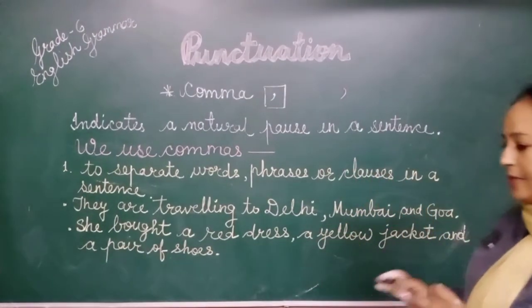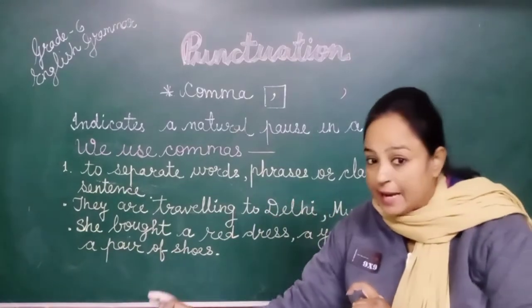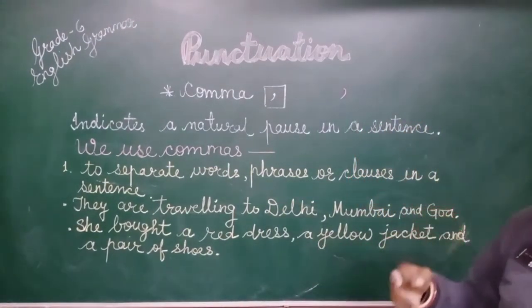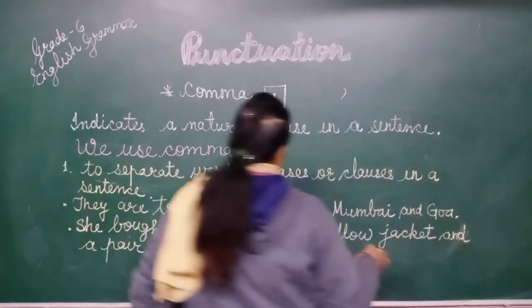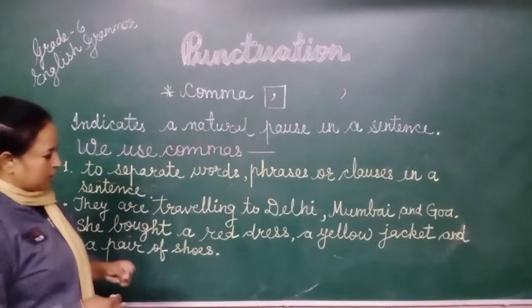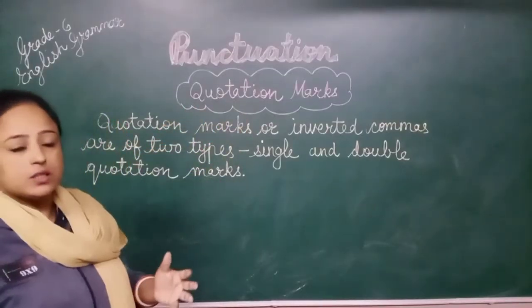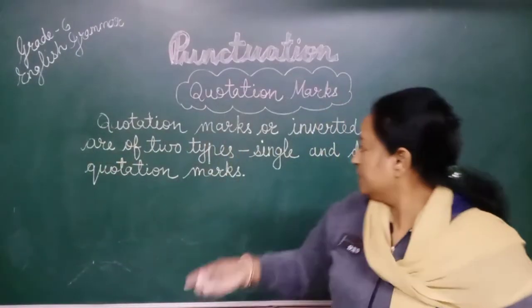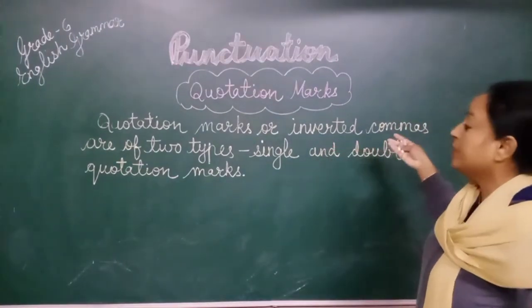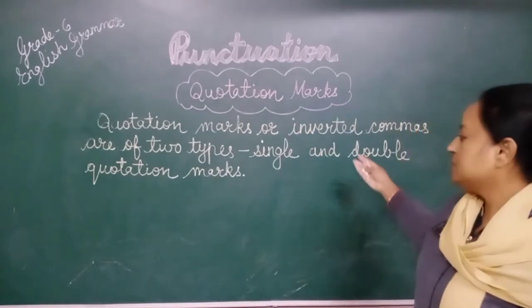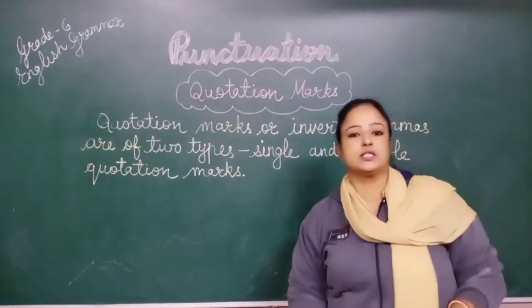I use comma here to separate words. She bought a red dress. I separate these items here with the use of comma. She bought a red dress, a yellow jacket, and a pair of shoes. Okay, students. Now, quotation marks. What are quotation marks? Quotation marks, or inverted commas, are of two types: single quotation marks and double quotation marks.